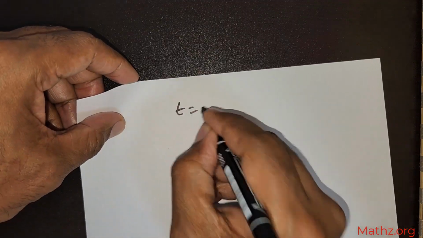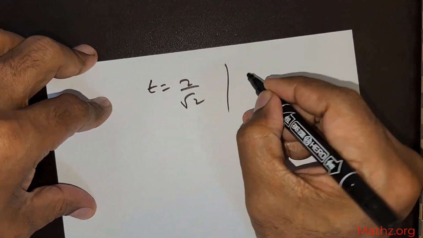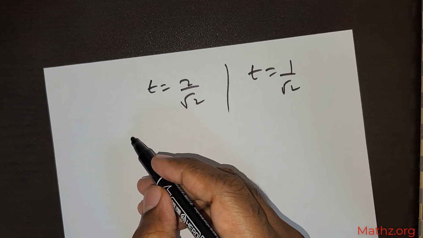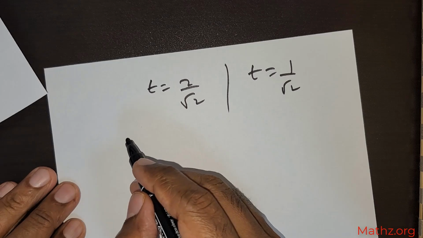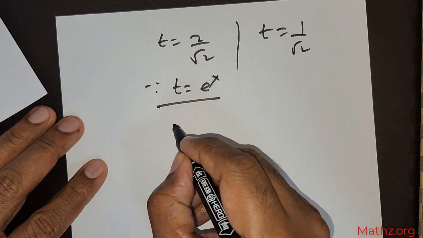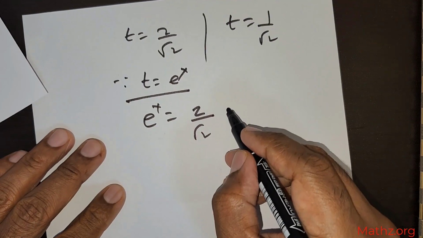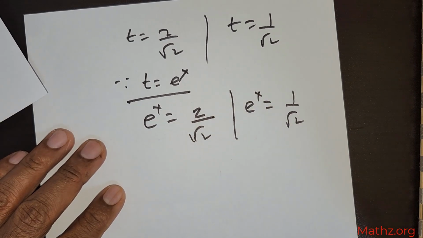But now the question is, let me write that down, t is equal to 2 over root 2, t is equal to 1 over root 2, but what is t? Okay, so we need to know the t. So my t is e raised to the power of x. So I have e raised to the power of x is equal to 2 over root of 2, and then e raised to the power of x is equal to 1 over root 2.